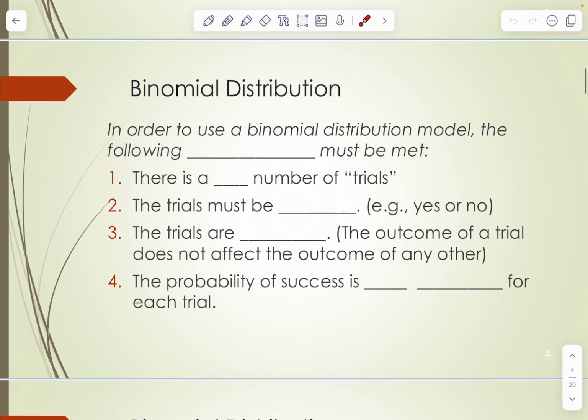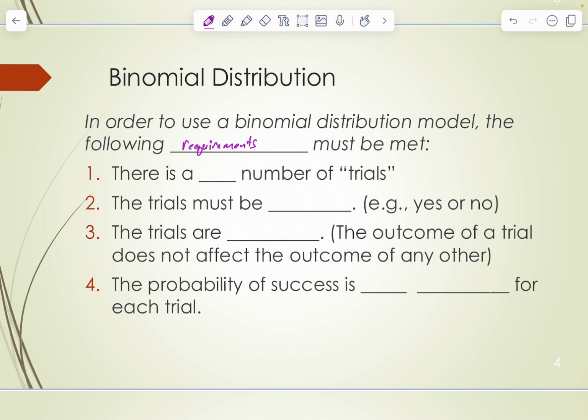Okay, let's dig in. So the first distribution we're going to be talking about is the binomial distribution. To use a binomial distribution model, the following requirements must be met. There is a fixed number of trials. The trials must be binary, meaning either yes or no. The trials must be independent, which means one trial being successful does not alter the probability that the next trial will be successful. The probability of success is the same for each trial.